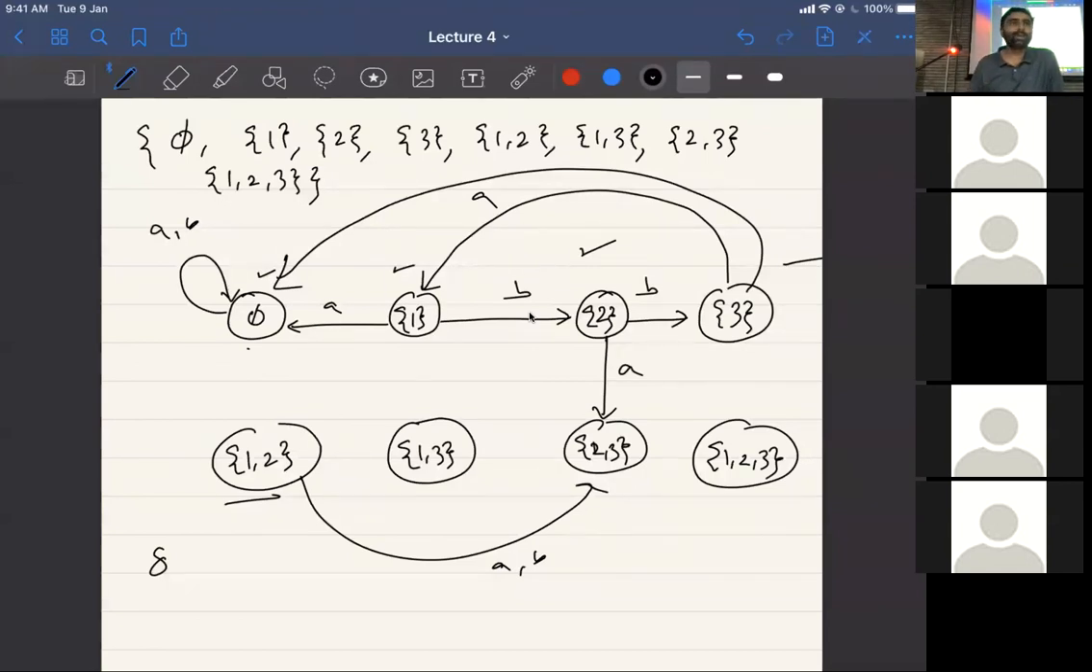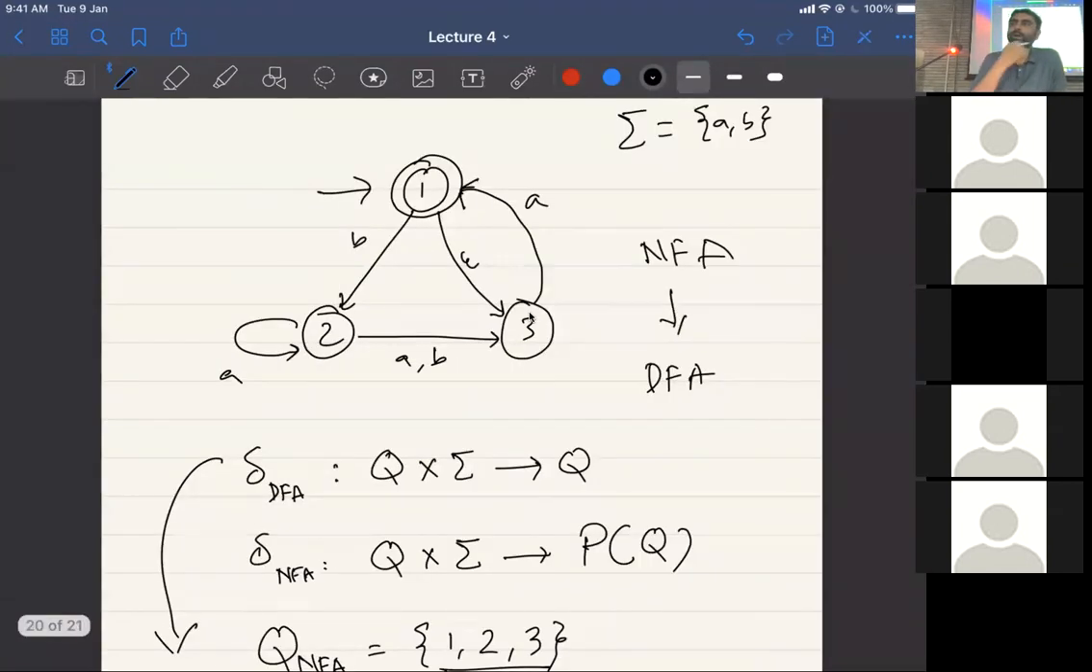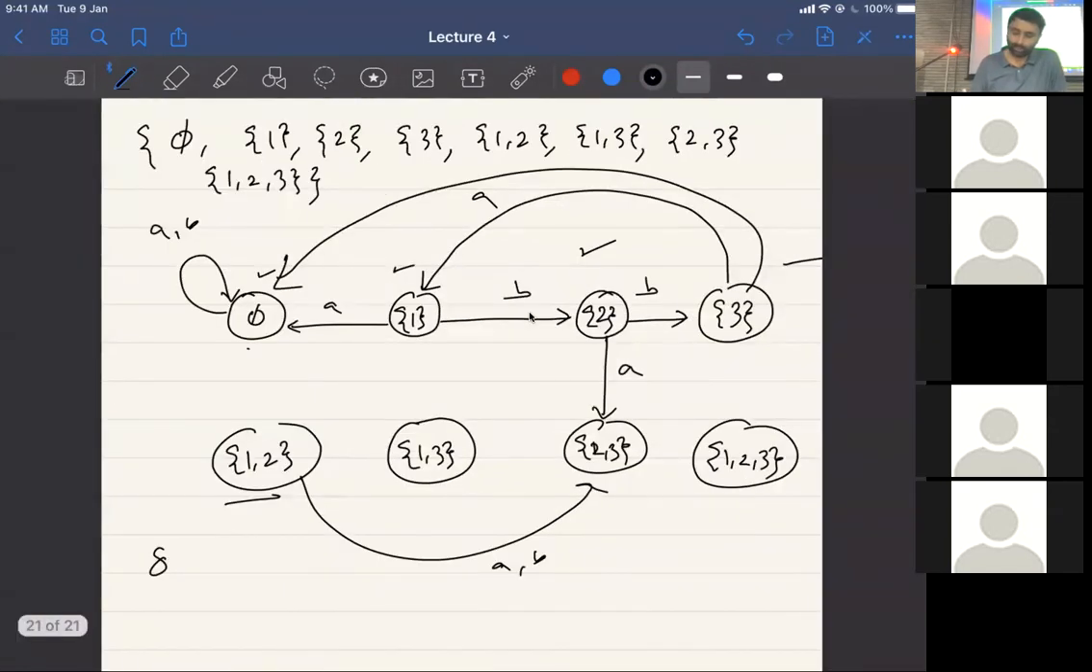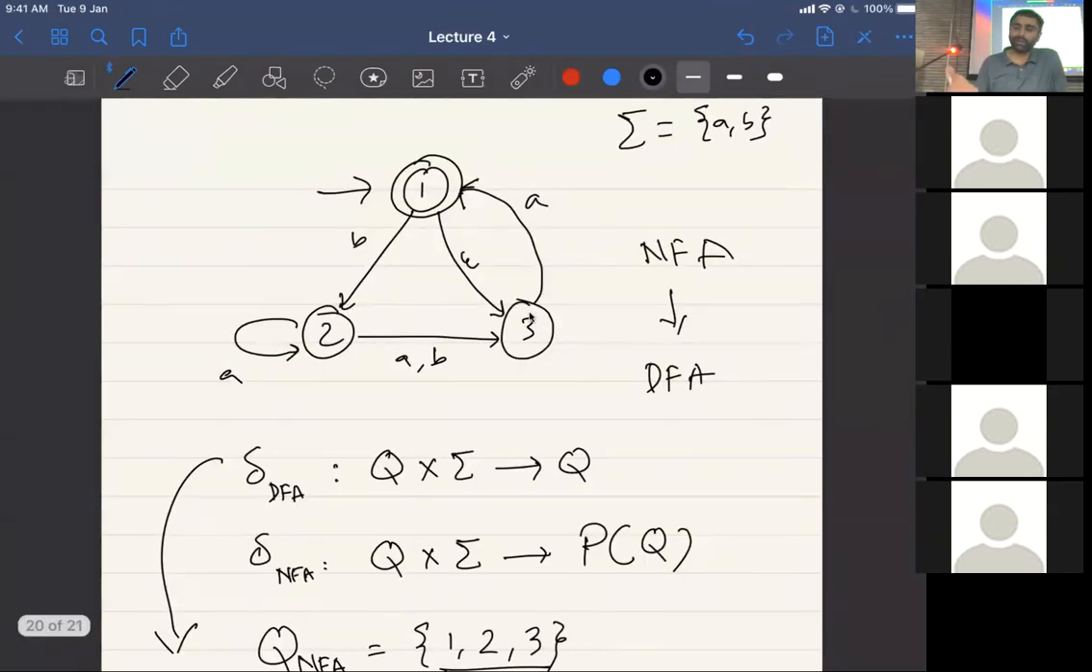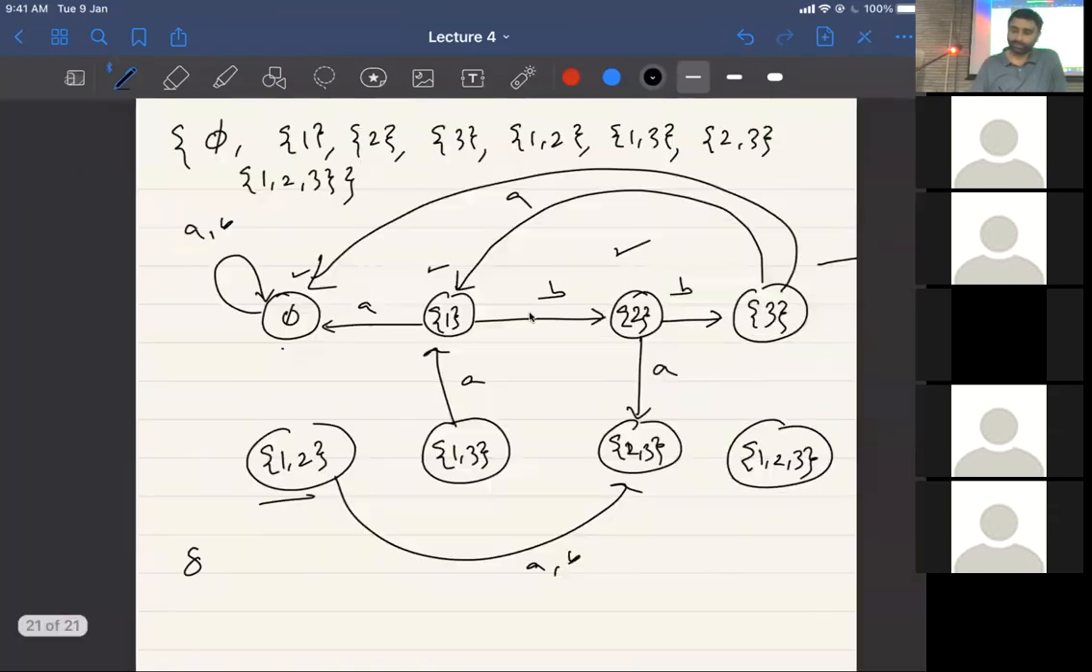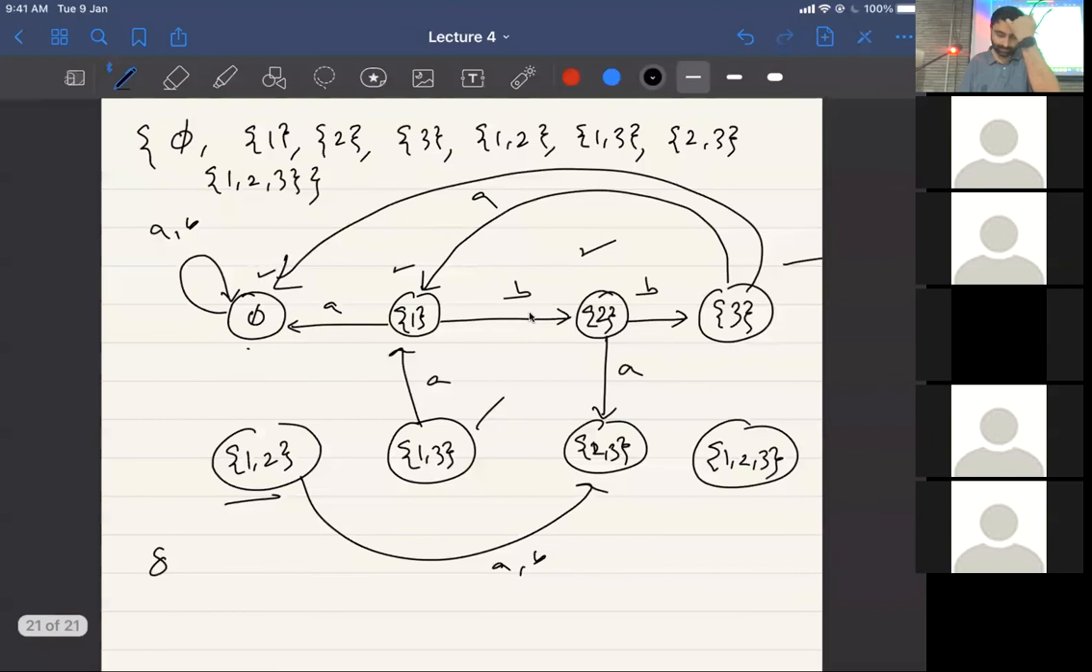Let's talk about 1-3. When the machine is in 1, it reads A. Where does it go? Empty string. When the machine is in 3, where does it go? To 1. So what is the union of empty and 1? 1. Okay, what about B? When the machine is in 1 and reads B, it goes to state 2. When the machine is in 3 and reads B, where does it go? Nowhere, so just 2. Okay, so we are done with this state as well.